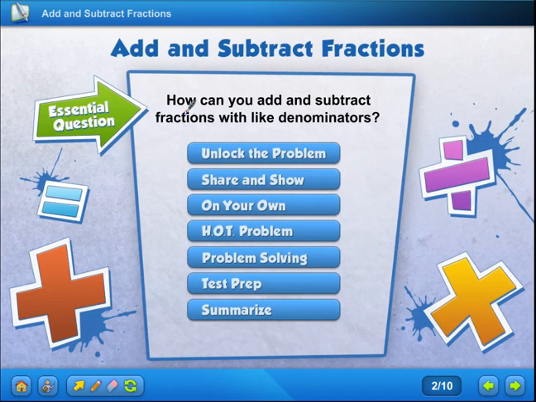So that's how you can add and subtract fractions using like denominators.